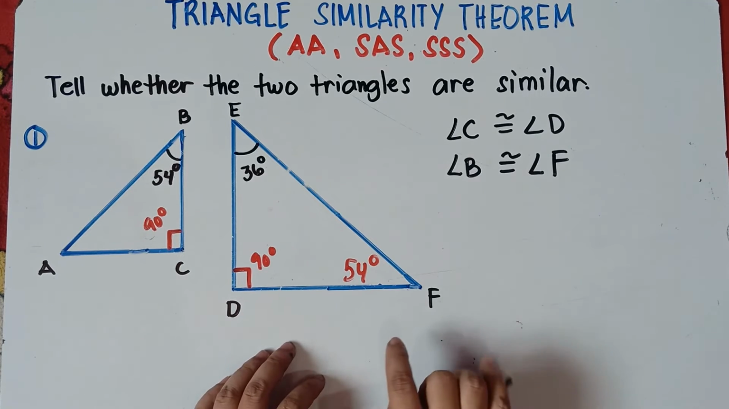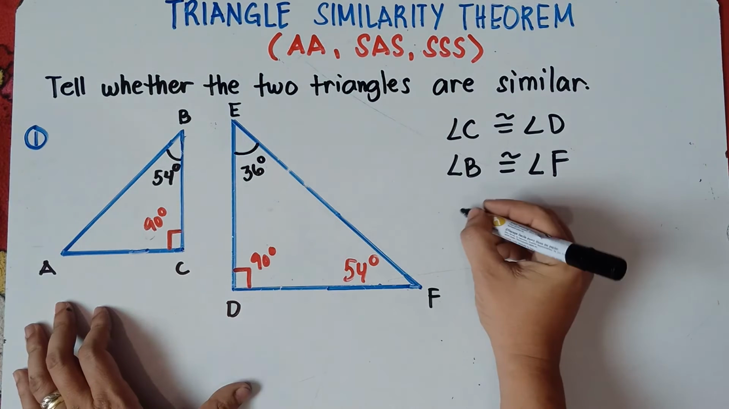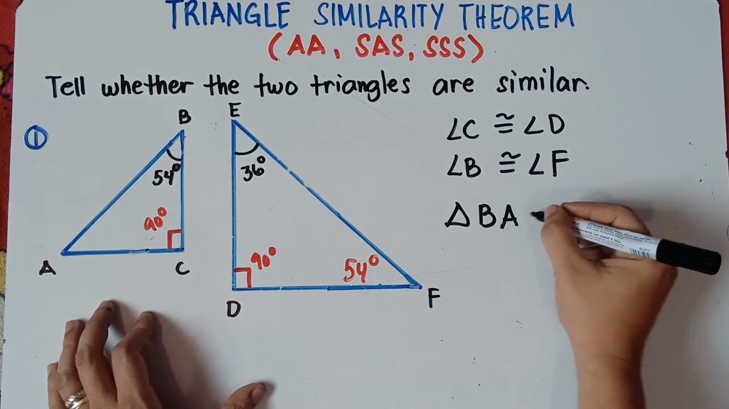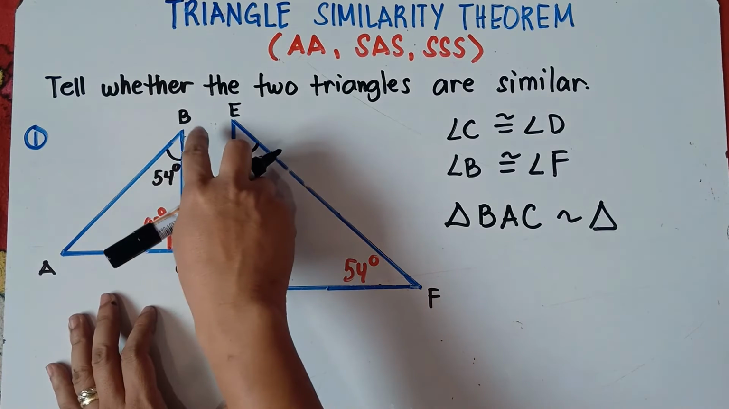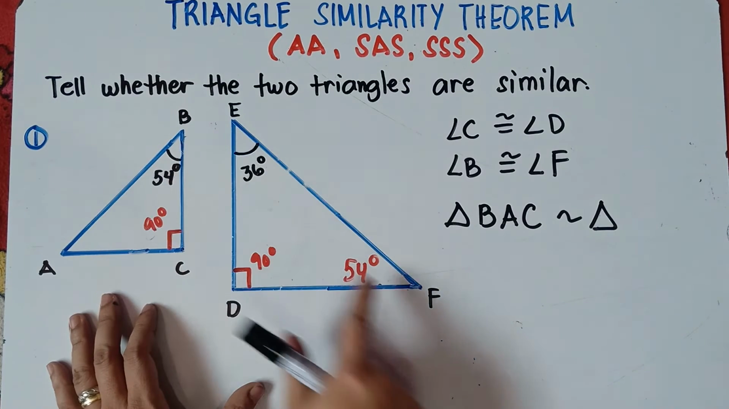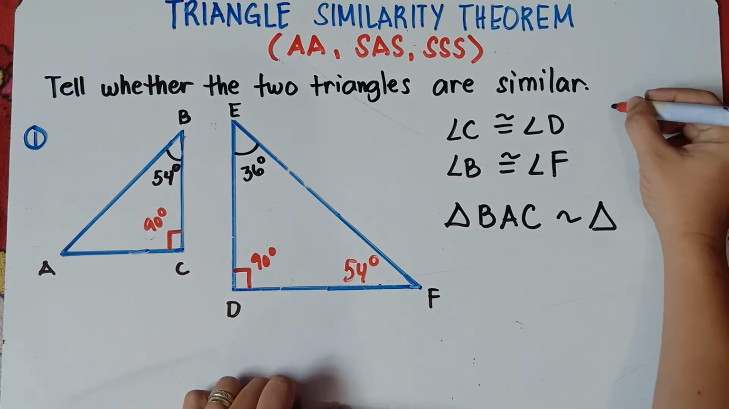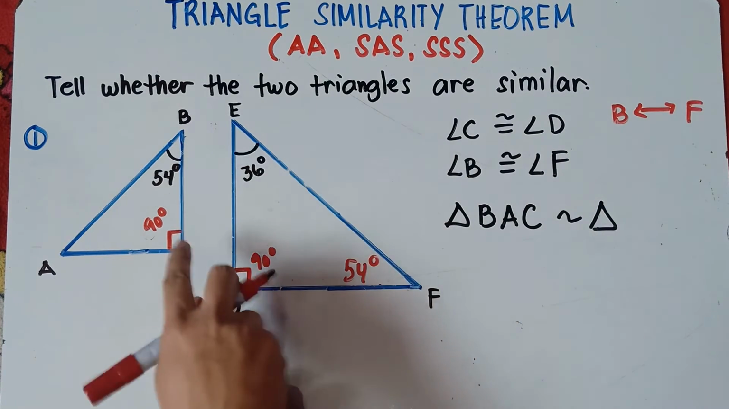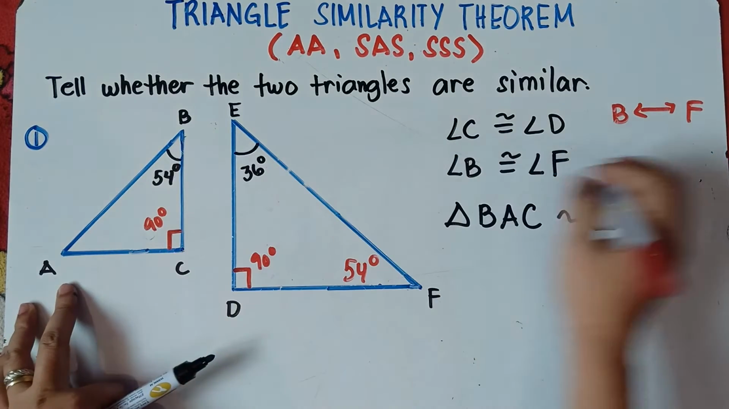So if you read this one triangle, B, then A, then C, triangle BAC is similar to triangle. So once again, angle B corresponds to angle F. Let me just write it here. Angle B corresponds to angle F. B and F, same angle. And angle A corresponds to angle E.